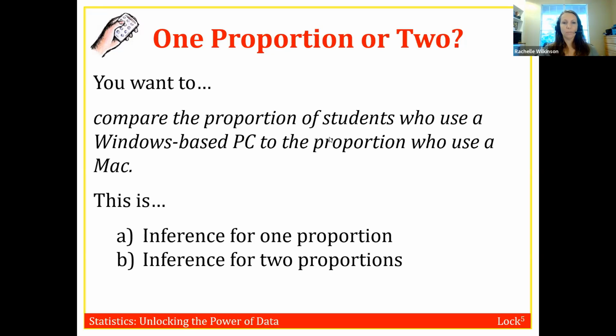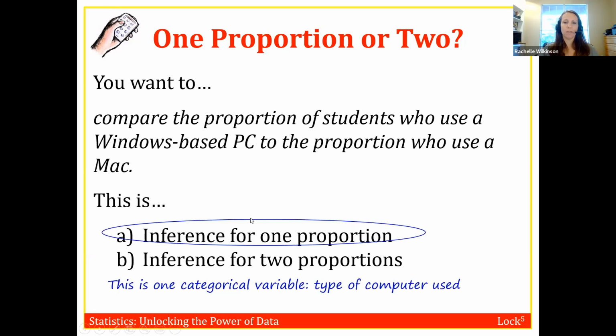All right, most people voted for B, but B is actually incorrect. This one is a 1 proportion problem. See, I told you these were a little bit tricky, right? So this is a 1 proportion problem because we really only measured 1 variable. We asked the students, what type of computer do you use? Do you use a Windows computer or do you use a Mac? So that's just 1 variable that we measured. Therefore, we're dealing with just 1 proportion.